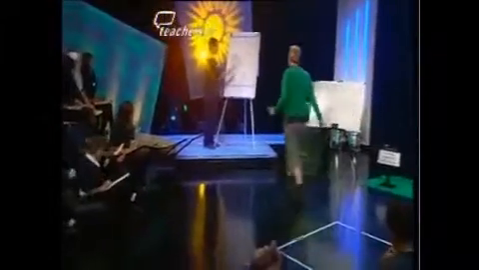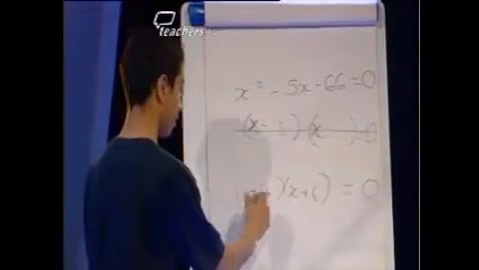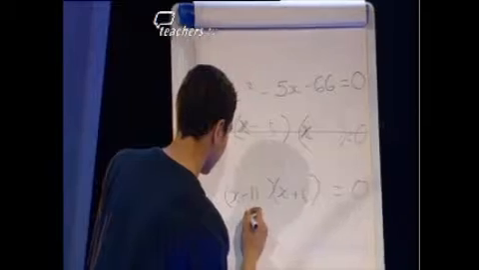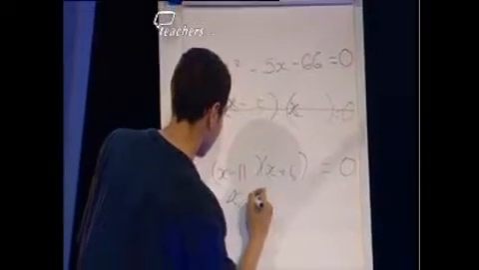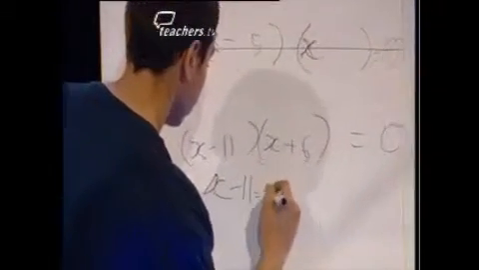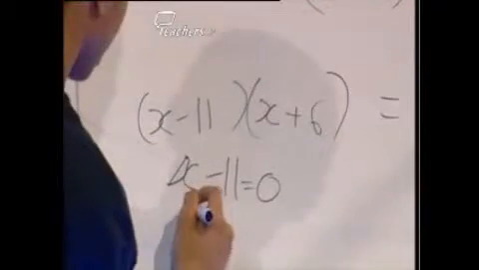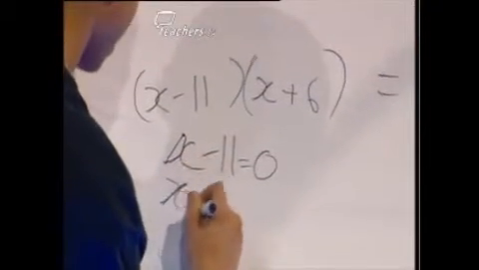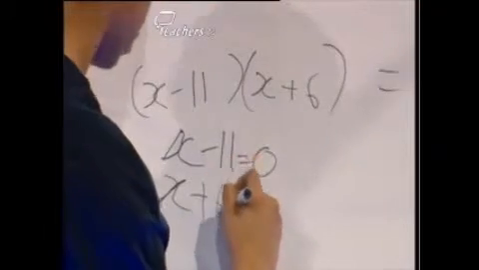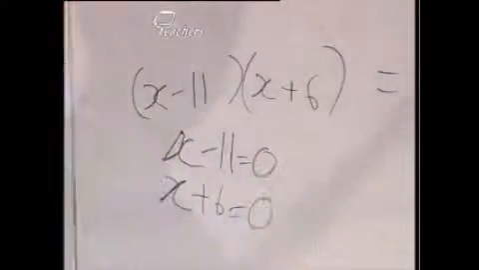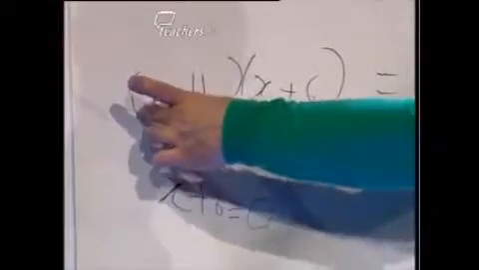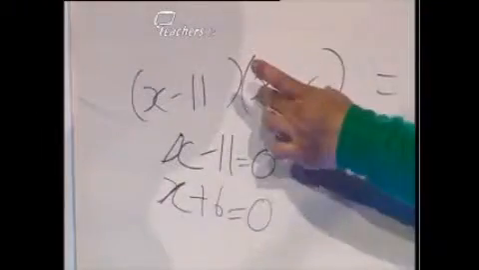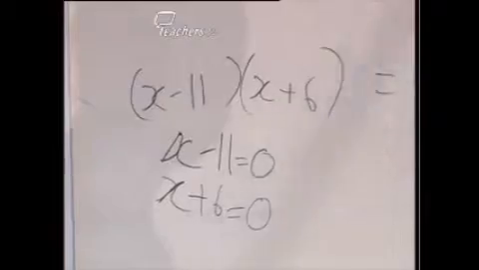We have to find the two solutions. How do we do that? x minus 11 equals 0, and x plus 6 equals 0. So either this bracket has to be 0 or that bracket has to be 0 to make the whole thing 0. Because anything times by 0 is 0.